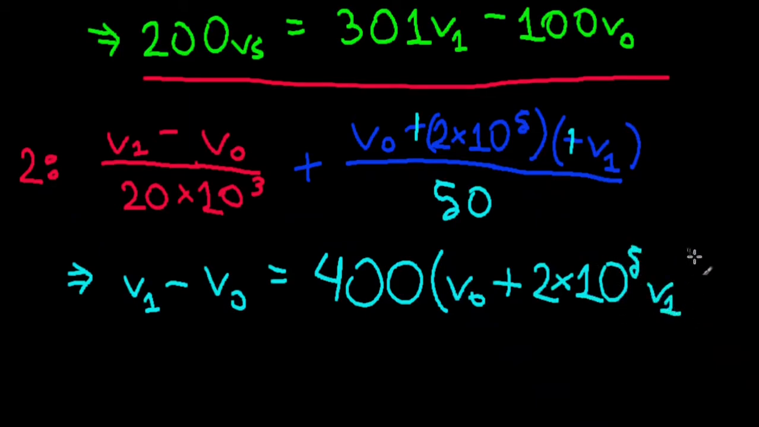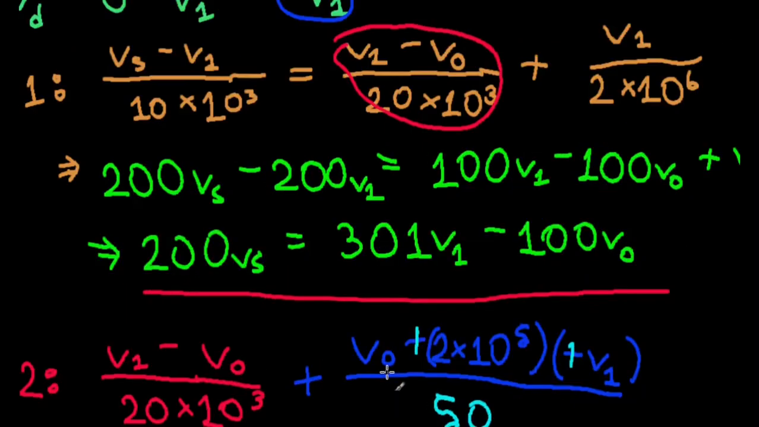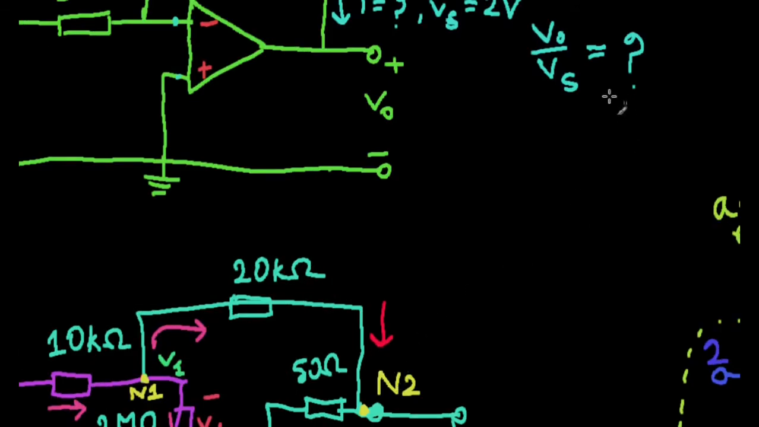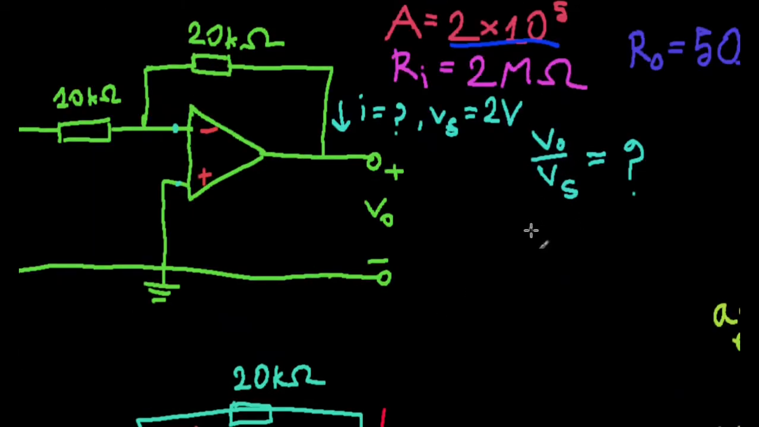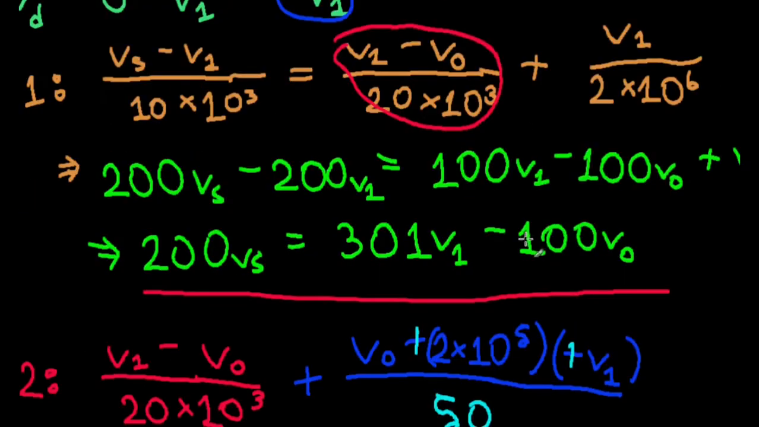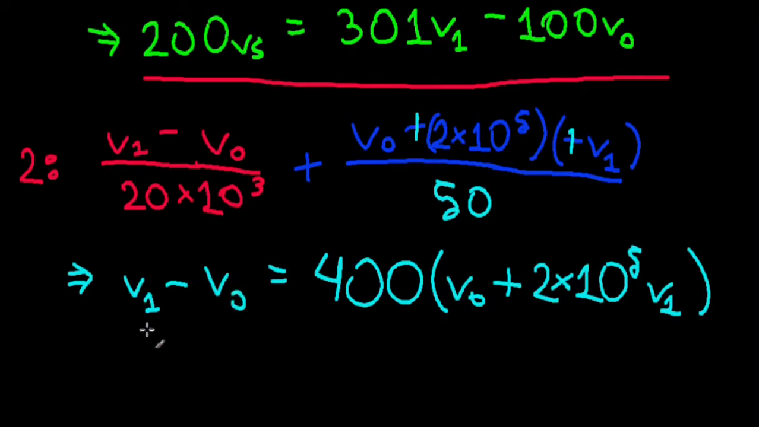If we simplify this now, before going any further, we should look at what our goal is. Our goal is to find V naught divided by Vs, right? Here we have an equation that has Vs, V1, and V naught. We'd actually like only Vs and V naught, so we want to make V1 disappear. Here we do have an opportunity for that. As you can see, there's only V1 and V naught here. We can fully express V1 in terms of V naught.